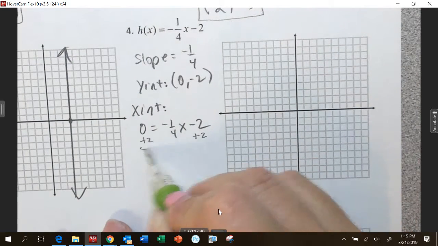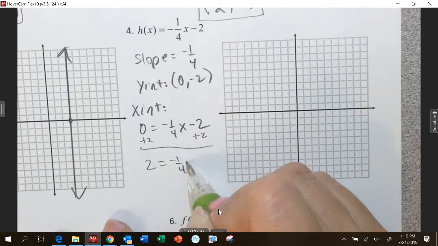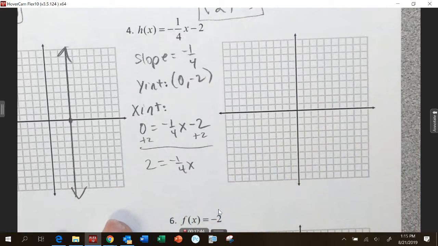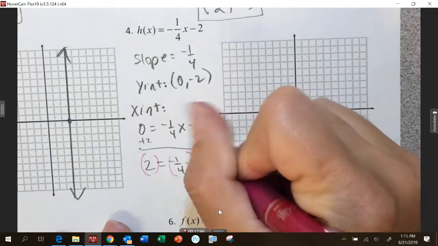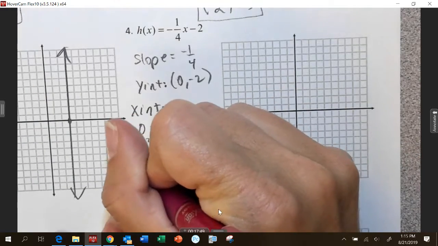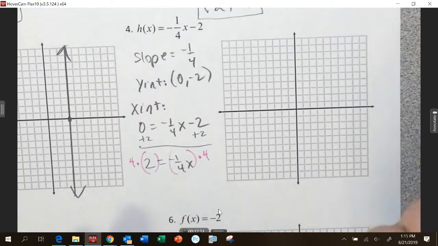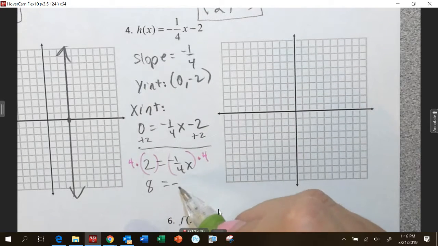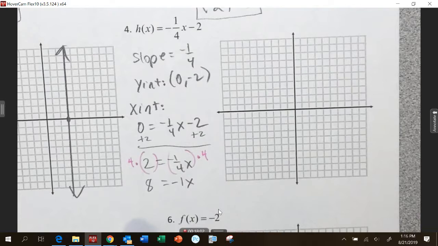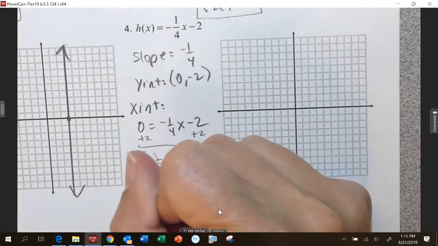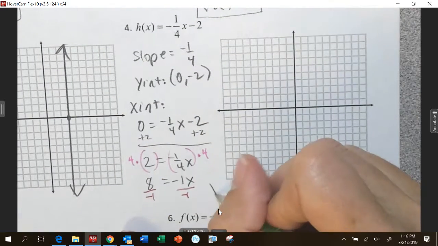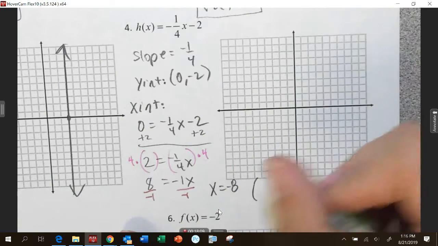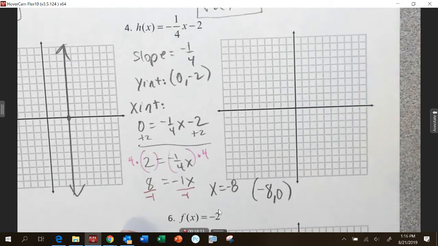You're going to add your 2. And then we're going to multiply both sides by 4. And if you multiplied by -4 and did all this in one step instead of I'm about to do it in 2 steps, that's totally fine. 8 equals -1x. So at this point now I have to divide by -1 to get x equals -8. We write our x-intercept as -8, 0.